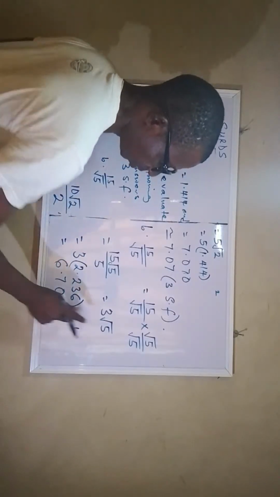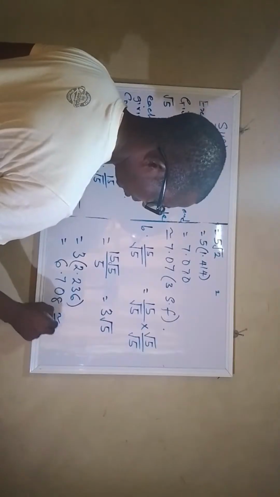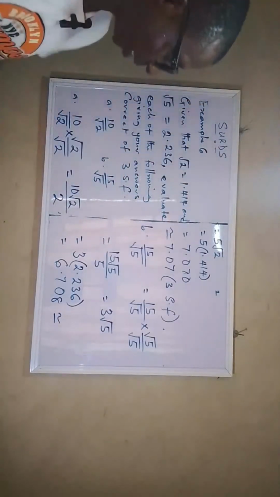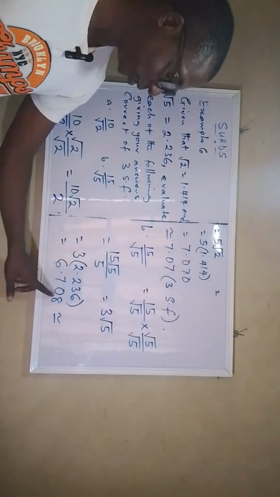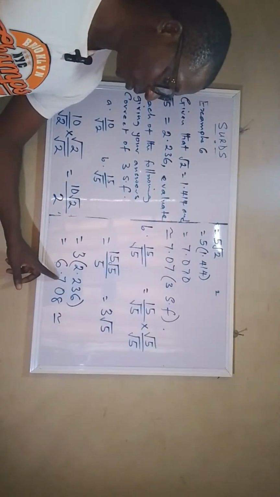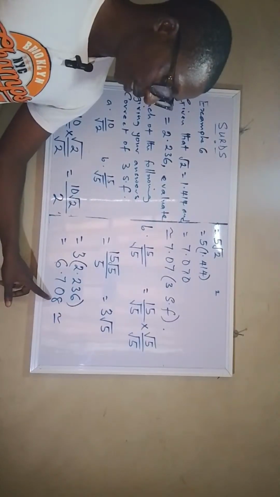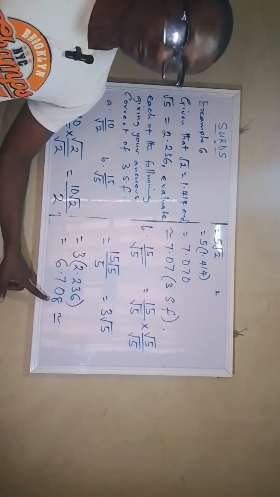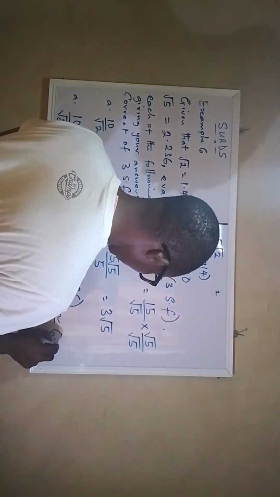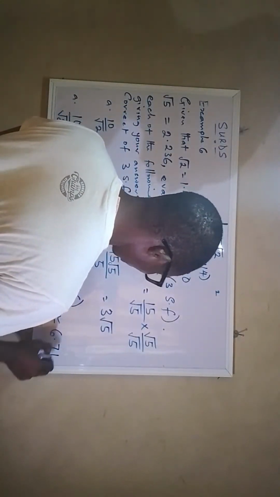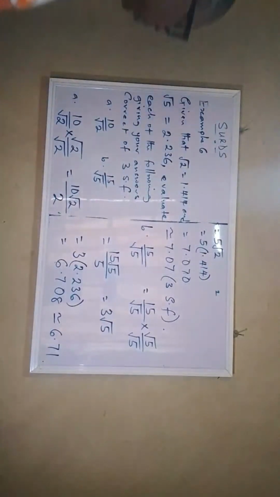You have to express your answer in 3SF. So you count 1, 2, 3. So this is what you are writing, 6.70. But look at it, the next one is up to 5. So you turn it to 1, you add it to this. So your answer now is going to be 6.71. So that is going to be the answer to that problem.